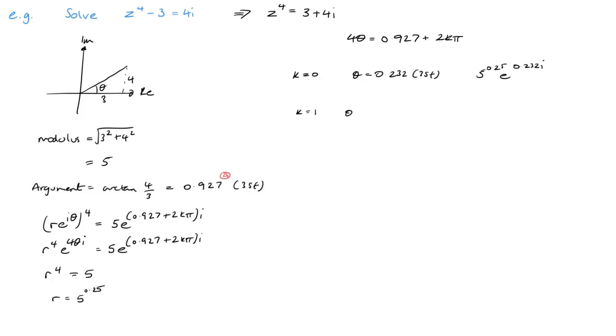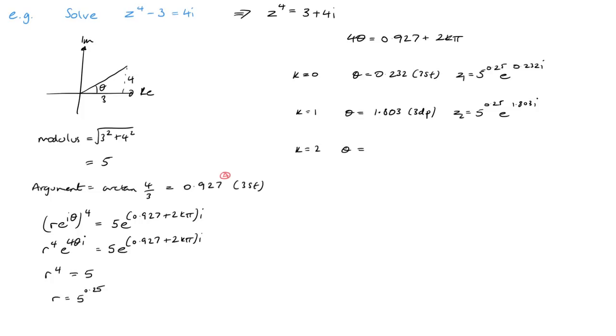Now let's do k equals 1. So that is 0.927, which I've stored as A, plus 2 pi. So that is 7 point something, divide by 4, and that is 1.803. We'll do this to 3 decimal places, I think, rather than 3 significant figures, just because I feel this will be a little bit better. So I forgot to put z1 equals 5 to the 0.25 e to the 1.803i. Let's put k equals 2.